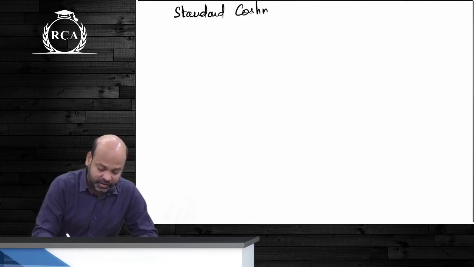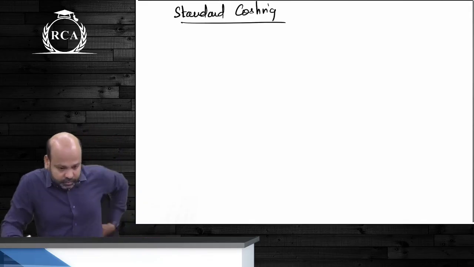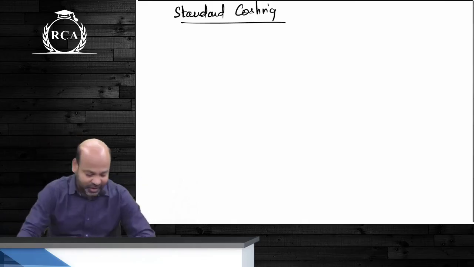The next chapter, beta, standard costing. Were there any homework questions in the previous topic? Siri, what do you understand by standard costing, beta?